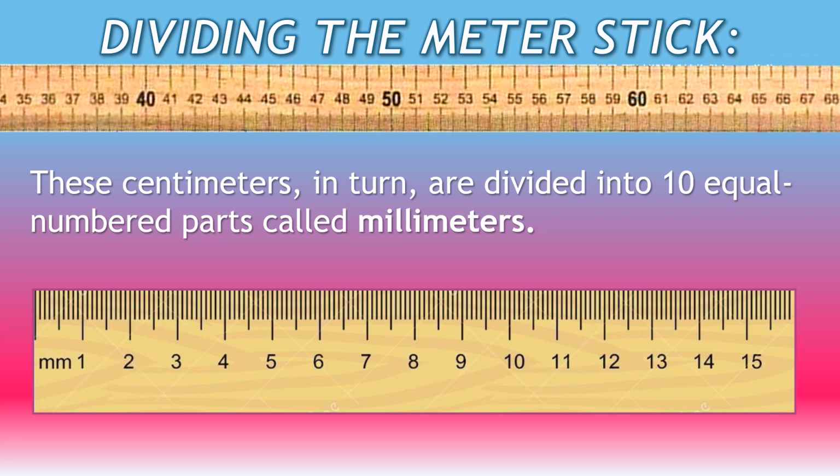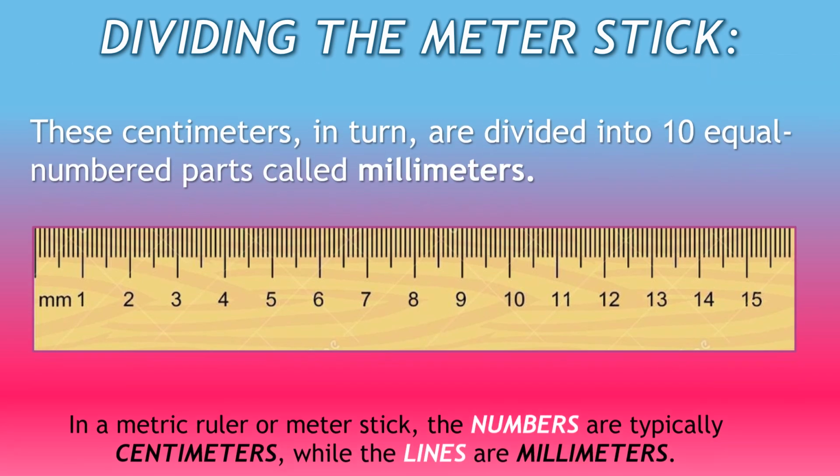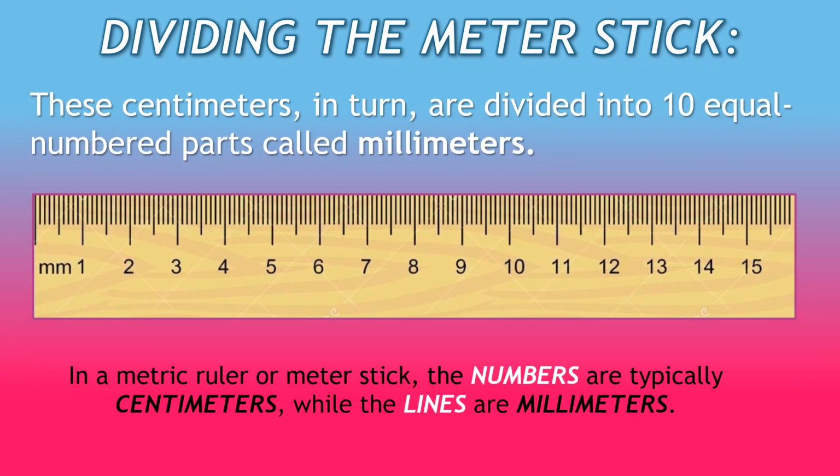Those are the millimeters. And this is important because oftentimes meter sticks or metric rulers have two sides, and the other side will have English units like inches, feet, or yards. And we don't want those. If you use the wrong side of the meter stick, the numbers that you give me could be off by a factor of 25 or 30, something like that. You know, it's not just wrong, it's wrong times 25. So we want to avoid that. And just remember that in a metric ruler or meter stick, the numbers are typically centimeters, while the very many tiny lines are millimeters.